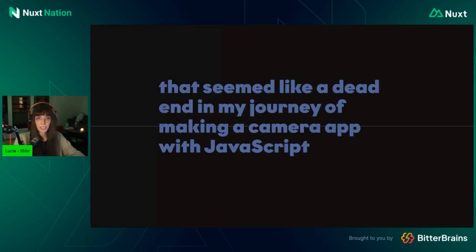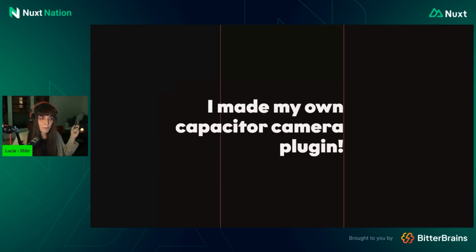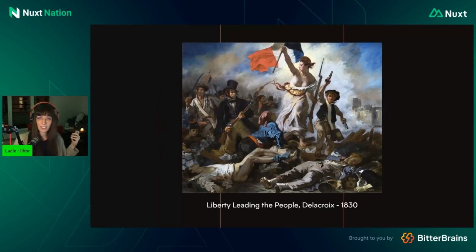So that really seemed like a dead end in my journey of making a camera app with JavaScript as a whole, unless I made my own Capacitor camera plugin. I know I've been a really good French citizen at complaining about everything, like no plugins are suited to my liking, there's issues everywhere. So let's stop the complaint here and discuss how to make Capacitor plugins of our own.